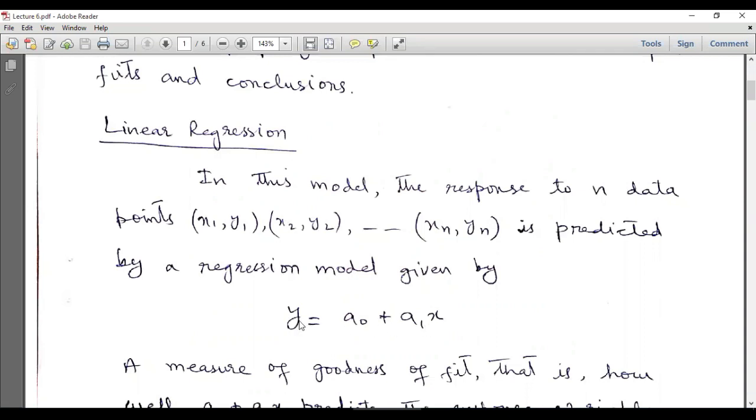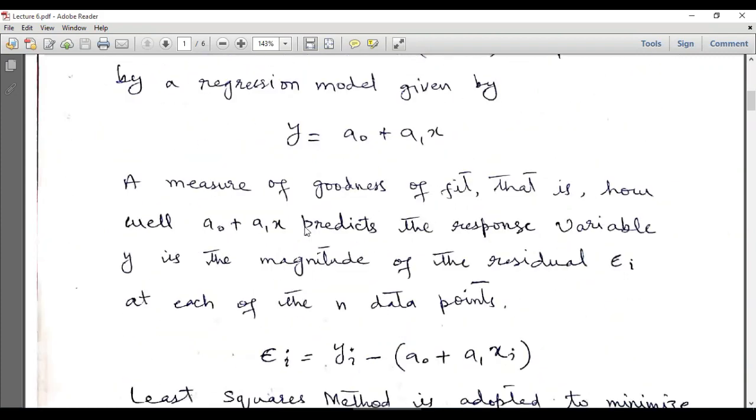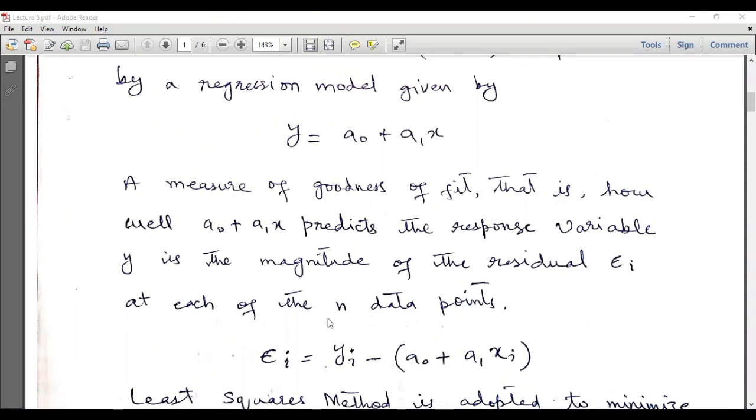So this is the first order polynomial, or we can say that this is the equation of a line. So this is a linear regression model, and a measure of goodness of it, that is how well a naught plus a1x predicts the response variable y, is the magnitude of the residual epsilon i at each of the n data points. So this residue is actually the error between the value of the mathematical model at that point and the value obtained from the experimental data. So this is actually the error.